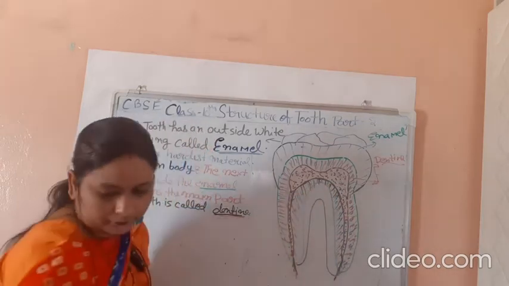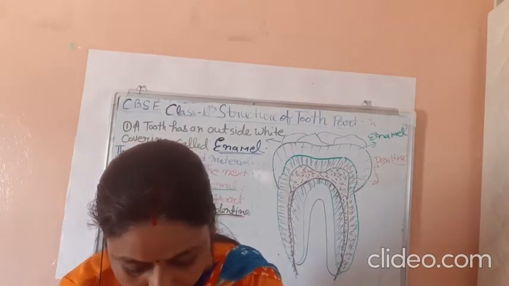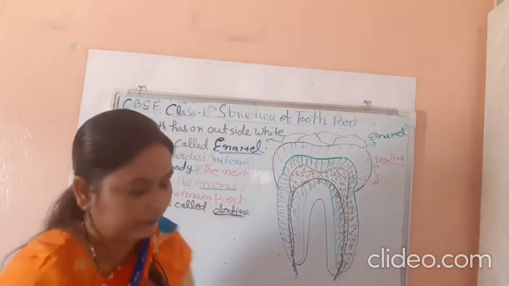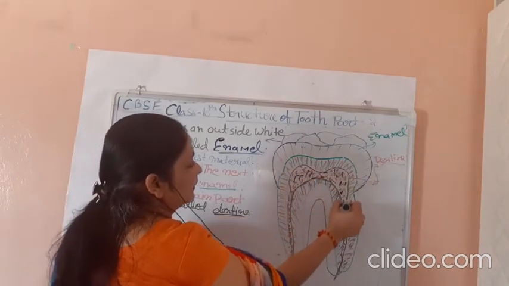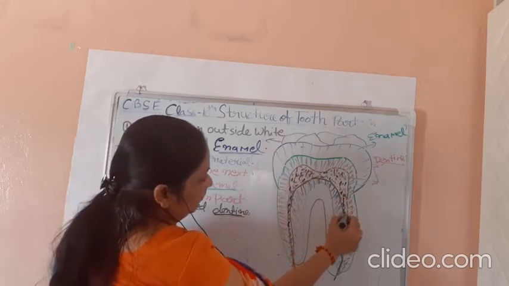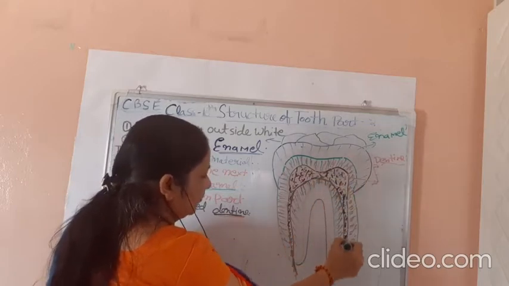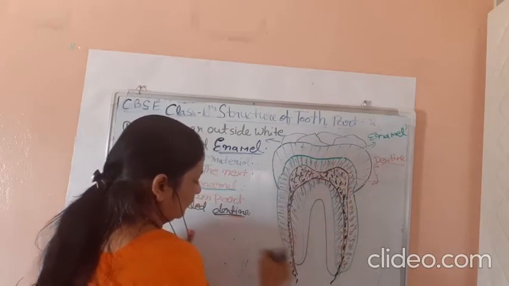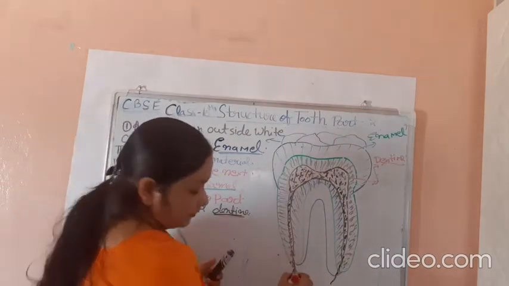Here, this is the nerve cell, found in between the pulp. The nerve cells and blood vessels are in it. This portion is the pulp, and these are the nerves.